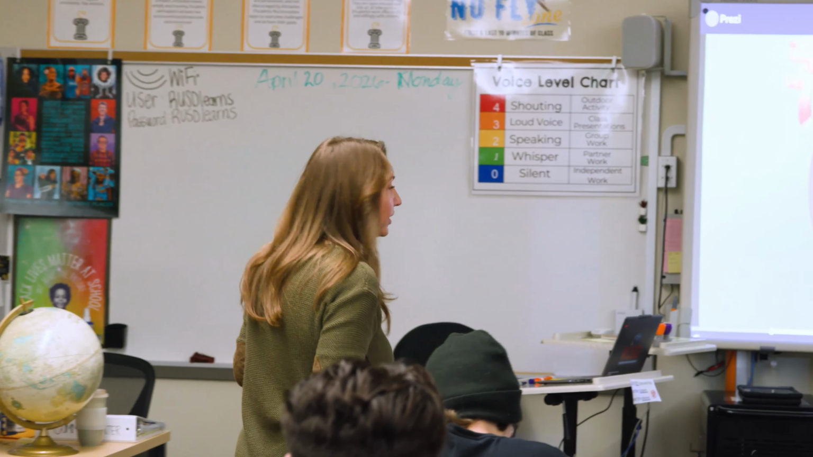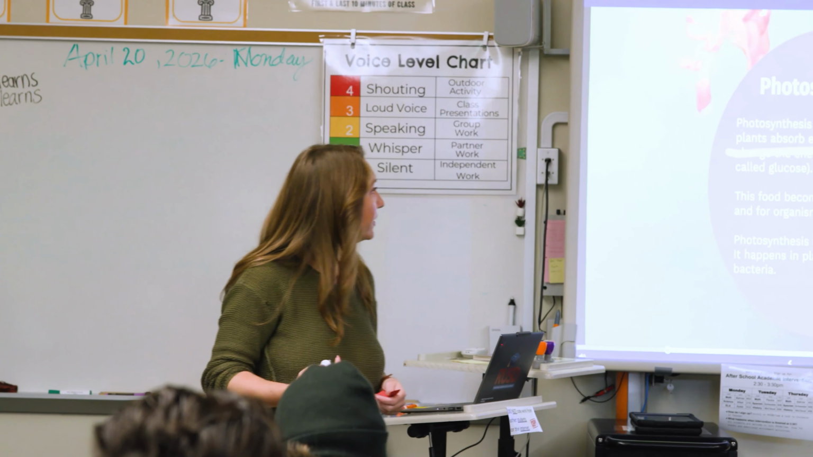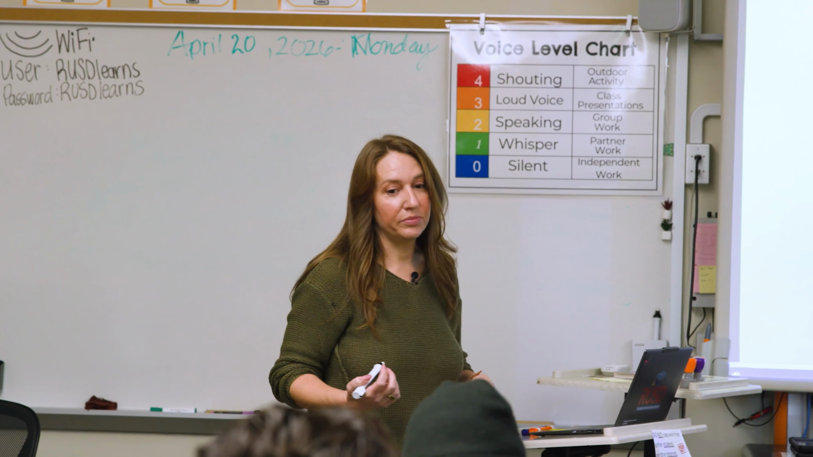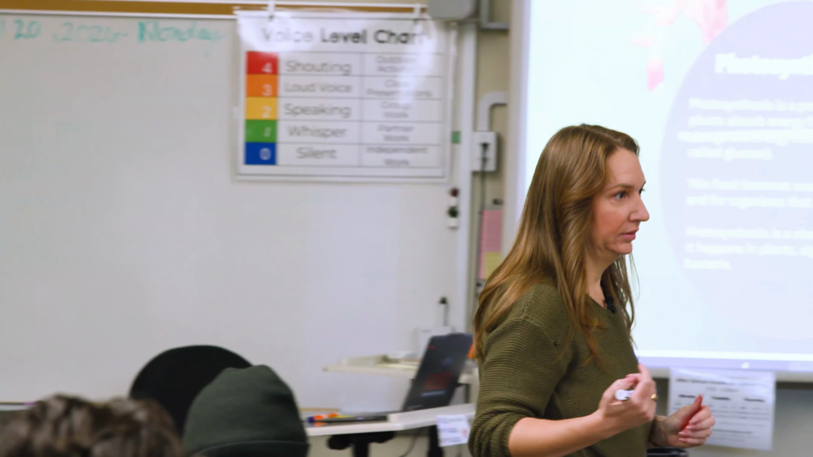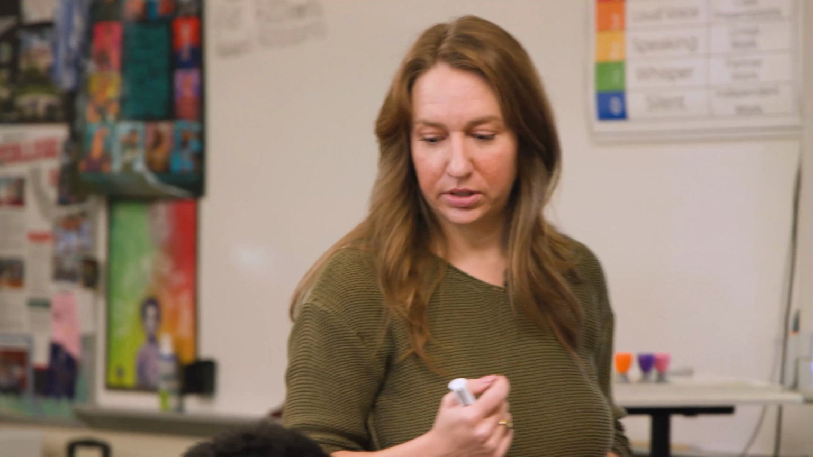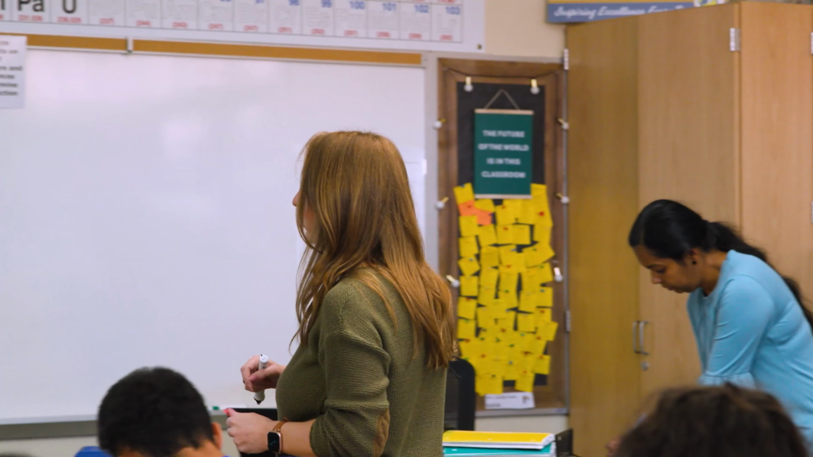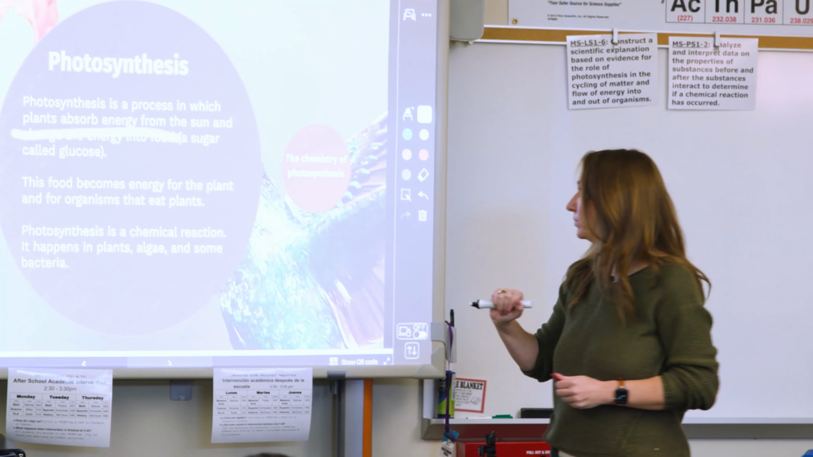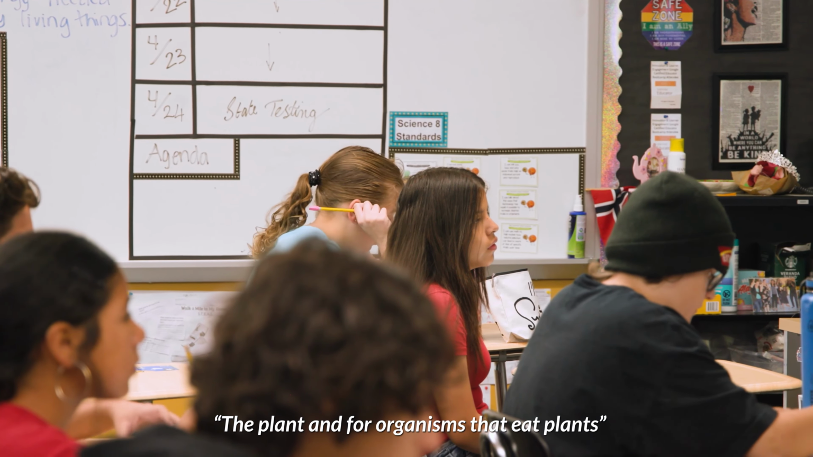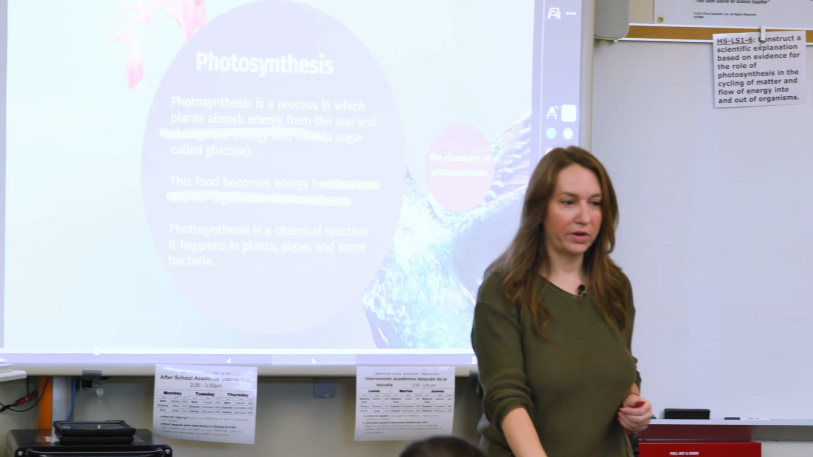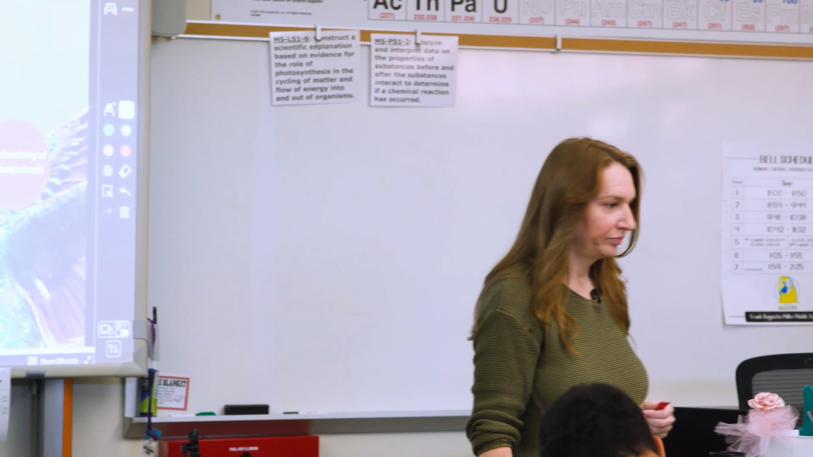And now our second line there, this food becomes energy for the plant and for organisms that eat plants. What part of that do I need to highlight? Look at your notes. This food becomes energy for, what gets highlighted? Reagan. The plant and for organisms that eat plants. Good. Okay, so make sure you write that in that second part.